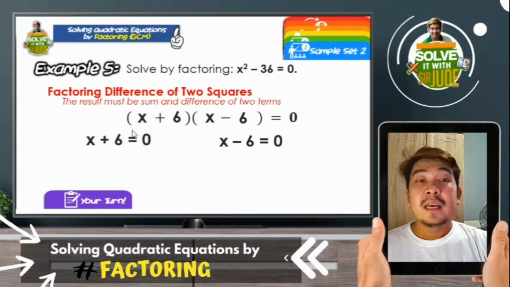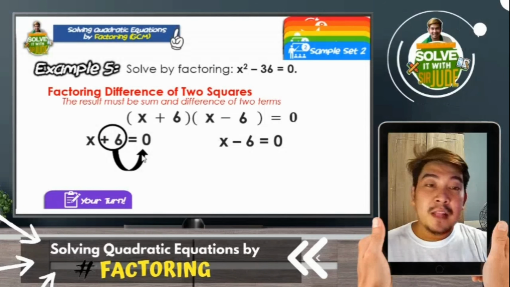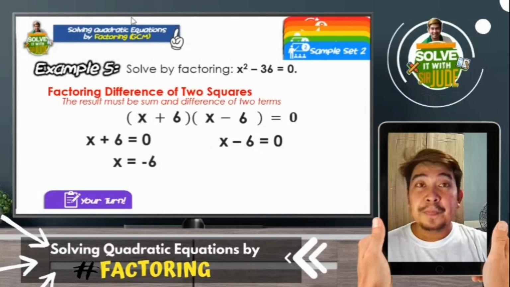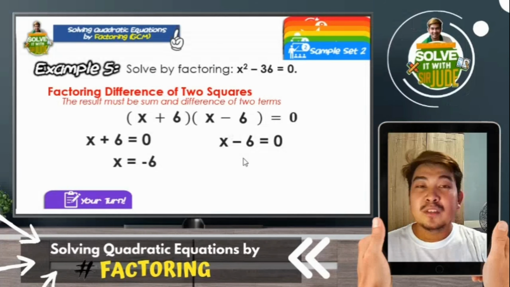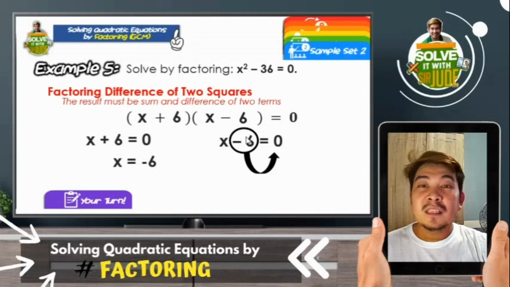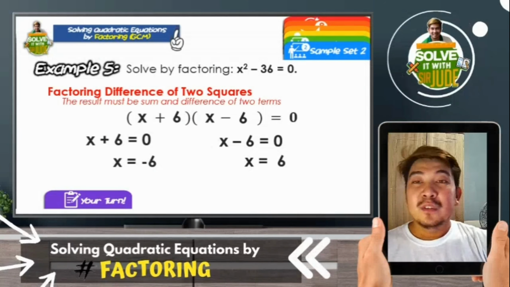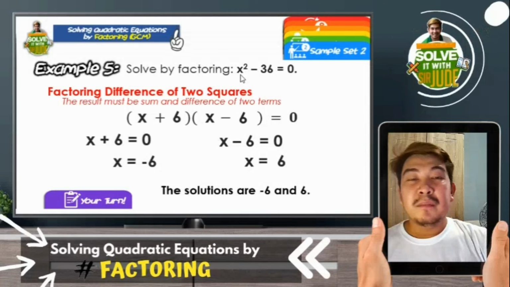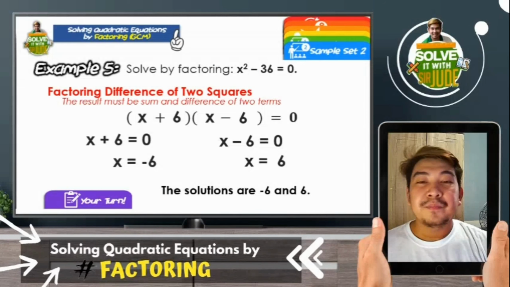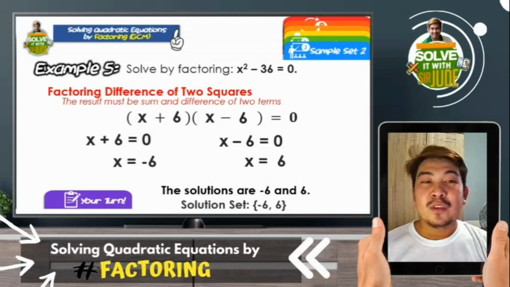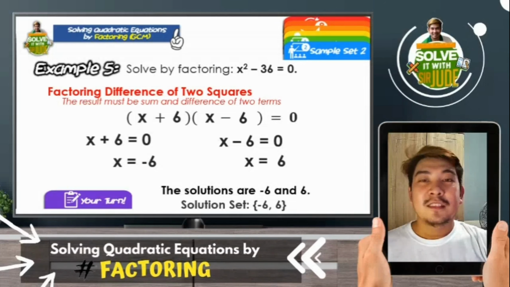Here, let us first go to the first equation. Okay? If we transfer positive 6 to the other side, the value of x will now be equal to negative 6. The same process will be done for x minus 6 is equal to 0. So, we transfer negative 6 to the other side, therefore, the value of x will be positive 6. So, the solutions of this equation given by x squared minus 36 is equal to 0 are negative 6 and 6. And if we are going to rewrite it in solution set, the solution set will be the set of numbers including negative 6 and 6.